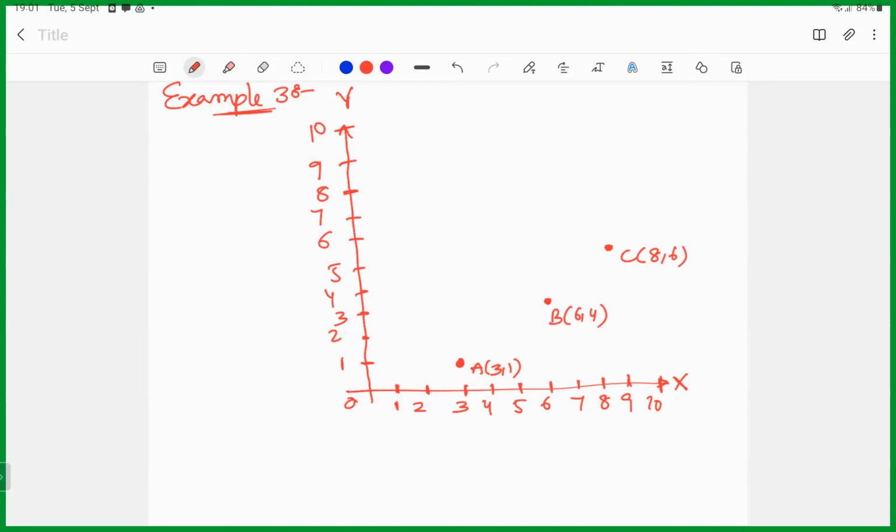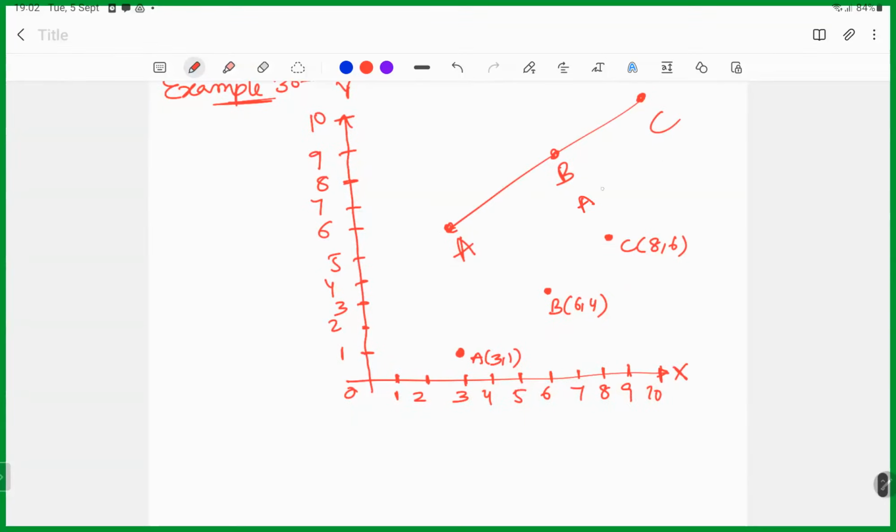AB may not be equal to BC. Sorry, the question is whether they are in a straight line or not. What we need to do is find out AB, BC, and AC, and show that AC equal to AB plus BC. That's it. If, let's say, there is a line AC, and B lies on the line AC, then AC must be equal to AB plus BC.